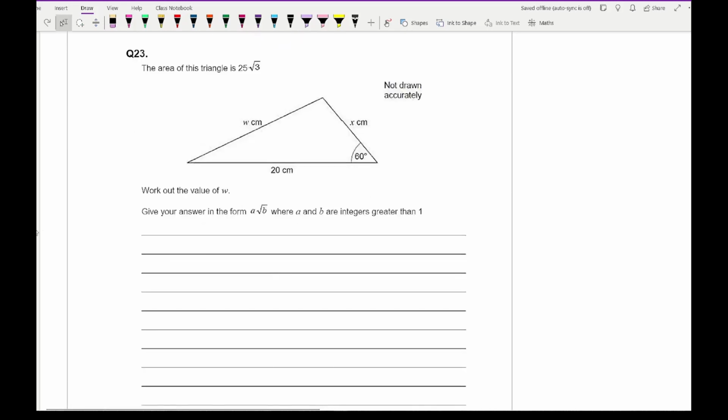Then with question 23, it says the area of this triangle is 25 root 3. Work out the value of w. Give your answer in the form a root b, where a and b are integers greater than 1. So for this, what I need to do is first of all use this information. Now I don't know what the perpendicular height is, so what I've got to do is use the formula of a half ab sine c. Now in terms of this, this is going to be my c. This is my A and this is my B. I can then work out what X is. So the first thing I need to do is work out X.